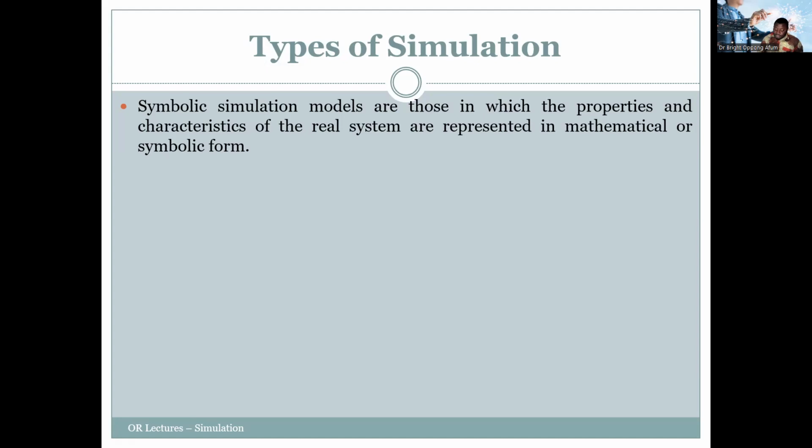They are those in which the properties and characteristics of the real systems are represented in mathematical or symbolic form. Sometimes we can represent them mathematically, using a lot of mathematical symbols. And the symbolic models are usually run on a computer.